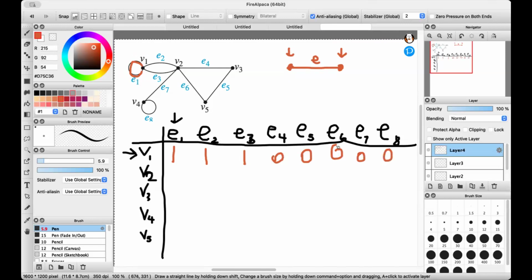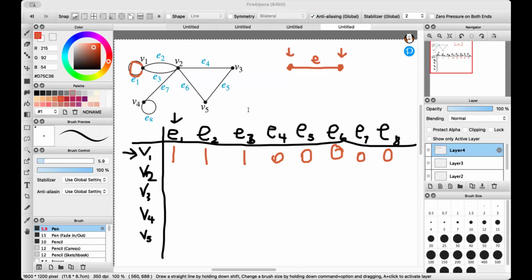Does that make sense? Or do you want me to do the rest? Can we do one with a directed graph? When you're saying endpoints, I'm getting confused. With a loop? Like a directed graph with a loop?